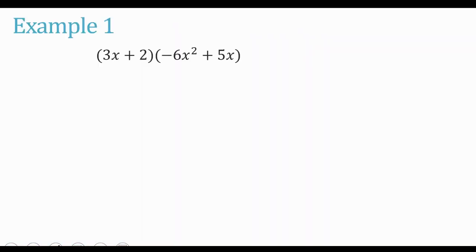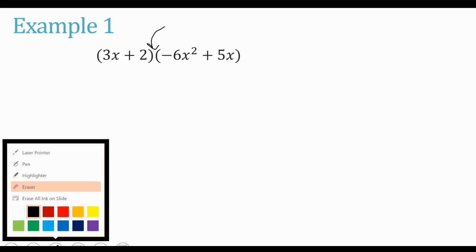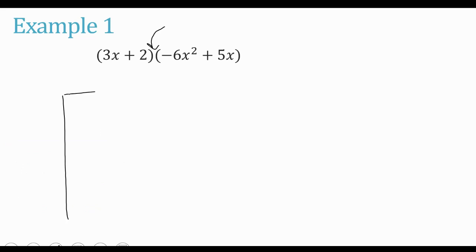So I'm going to be using the box method for this example. So the first thing is I notice that it's multiplication because there's no addition right here. There's no subtraction. There's nothing in between those sets of parentheses, so I know it's multiplication. So I'm going to set up my box here. I'm going to make it a little bit bigger, now that I have a little bit more space on the side.